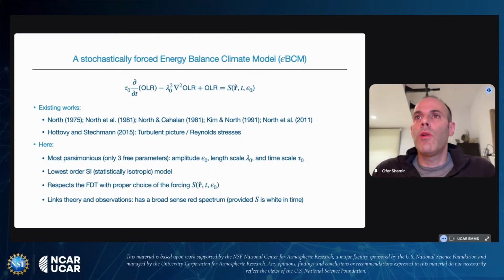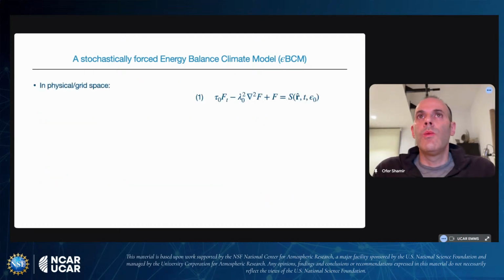So this is a broad overview of the model and the motivation for using it. And I'm now going to give one more technical slide, which is necessary to appreciate the details. So we start with the same equation as in the previous slide. It's a diffusion equation with a stochastic source term, where now the unknown is denoted by F, and the partial differentiation with respect to time is denoted by subscript t.